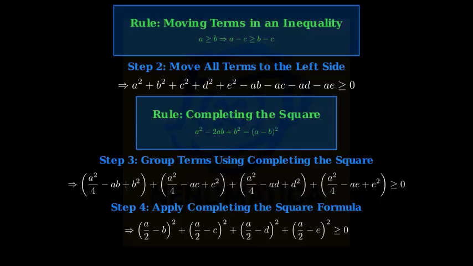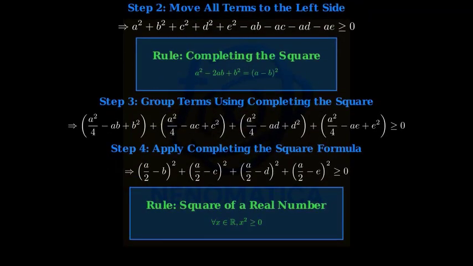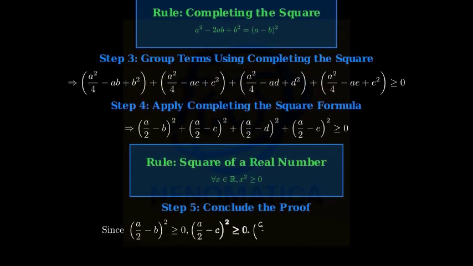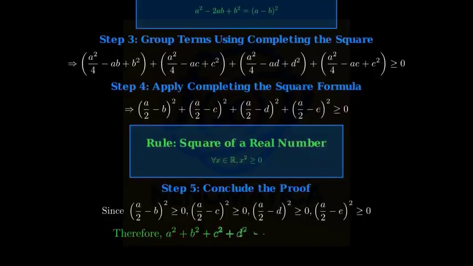Now that we've expressed our left side as the sum of perfect squares, we can complete our proof. We know that the square of any real number is always greater than or equal to 0. Since our expression is the sum of 4 squared terms, and each squared term is greater than or equal to 0, the entire sum must also be greater than or equal to 0.